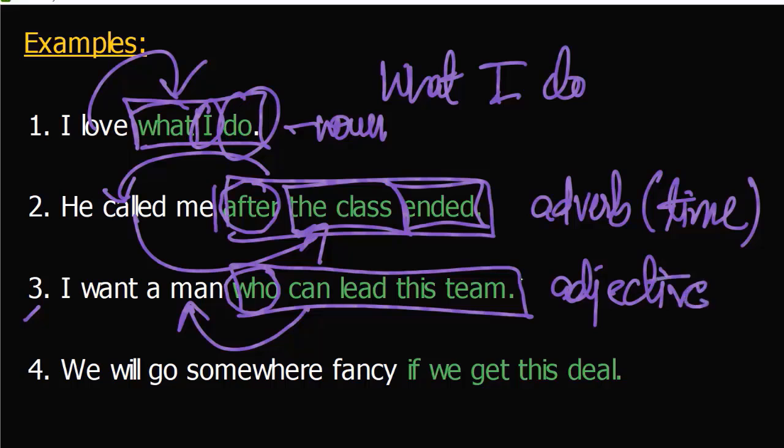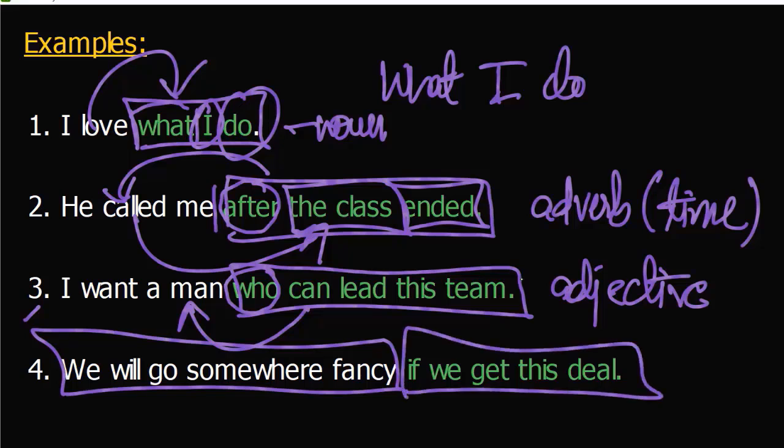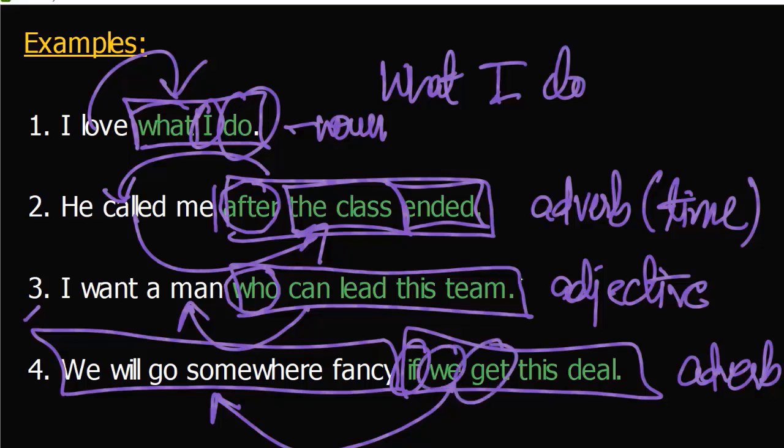Last example. We will go somewhere fancy if we get this deal. So we will go somewhere fancy when, in what circumstance, in what condition, if we get this deal. So if we get this deal is a subordinate clause, dependent clause, which is modifying this entire sentence, working as an adverb and working as a condition. In what condition will this happen? If we get this deal. So if is a subordinating conjunction, we is the subject, get is the main verb, this deal is the object.